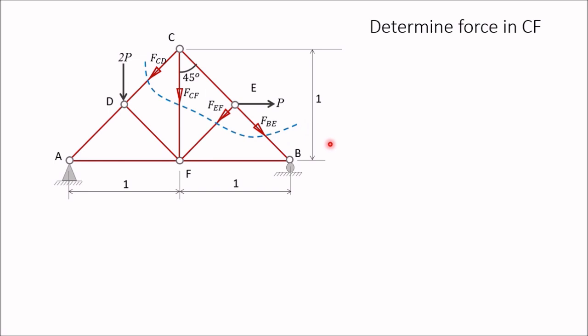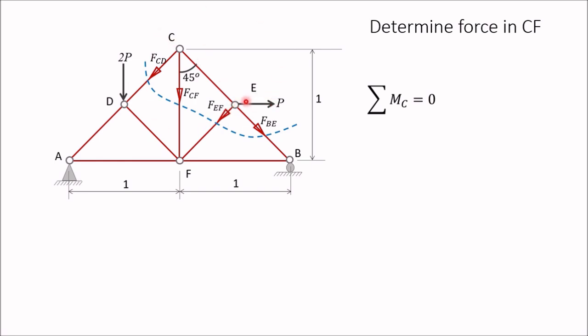Now next step is we will take moment with respect to point C. So sigma MC is equal to 0. Moment of FCD will become 0, it is passing through C. Moment of FCF is also 0, it is passing through C. FBE, again if you extend, is also passing through C, so its moment is also 0. So there are only two forces remaining, FEF clockwise and P anti-clockwise.